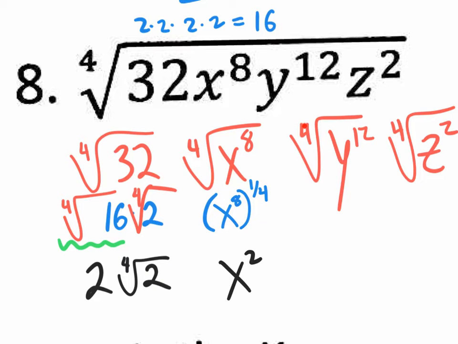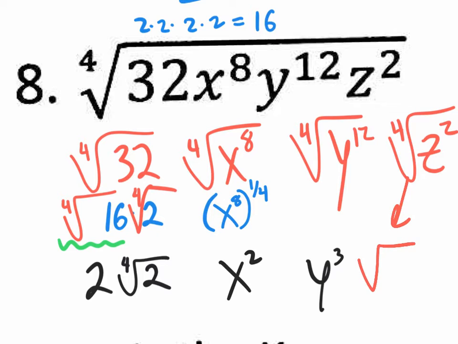How about the other one? The fourth root of y to the 12th. y to the 3rd. Excellent. y to the 3rd. And this last one, the fourth root of z to the 2nd. Could you do that? Not really. You could actually simplify it, but we're not going to do that right now. We're just going to bring it down the way it is.